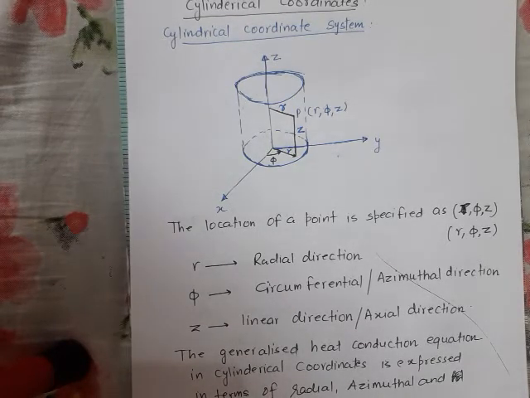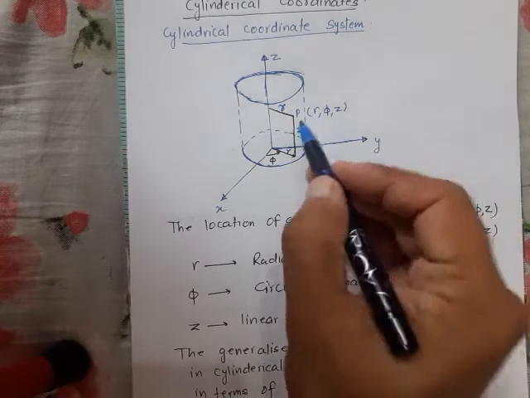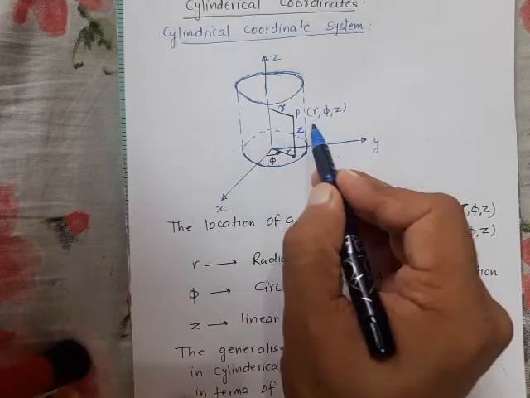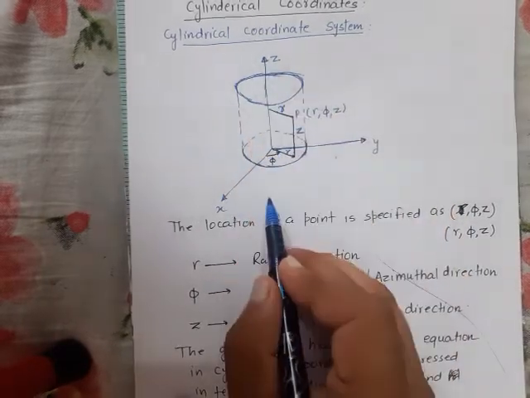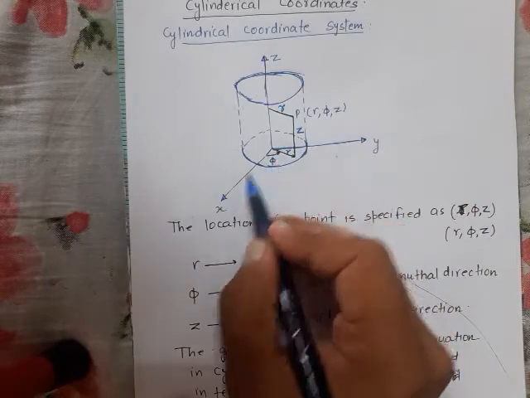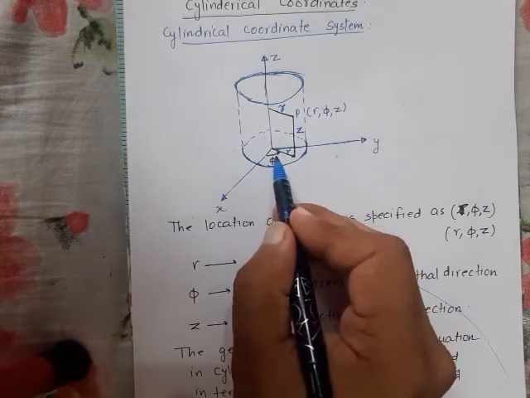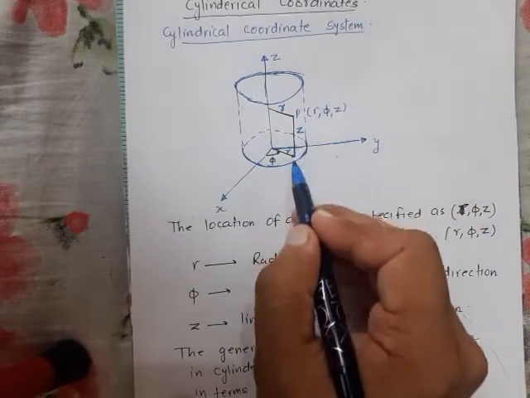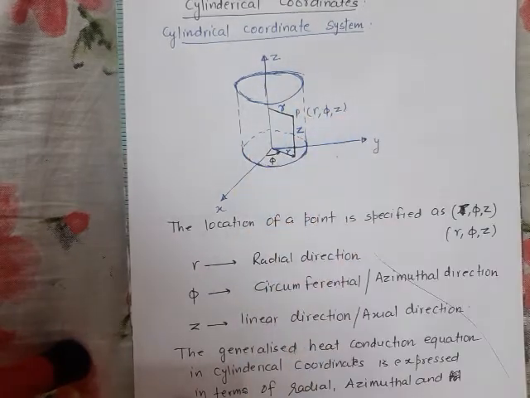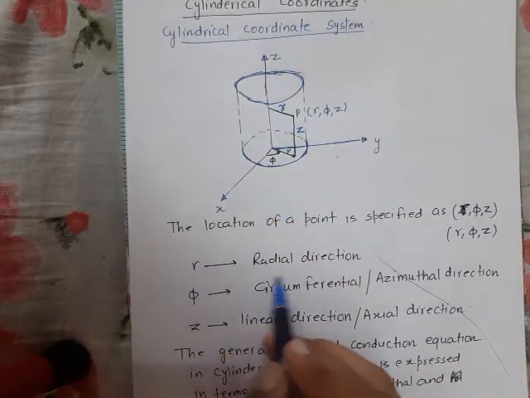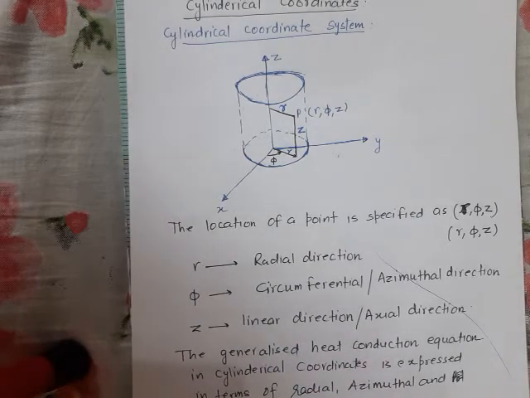Please note, there is a difference between the cylindrical and rectangular coordinate systems. In the rectangular coordinate system, we have three different axes, x, y and z, and we define the point P in terms of its distance along each axis, with coordinates x, y, z. But over here, P is defined by its radial distance from the longitudinal axis, its angle from the x axis in the base, which is the azimuth angle, and its linear distance from the base along the z axis. So we need three different directions: radial, circumferential, and linear or axial.